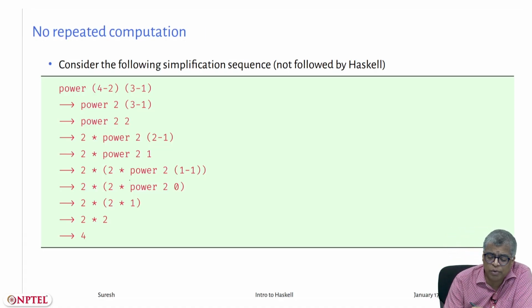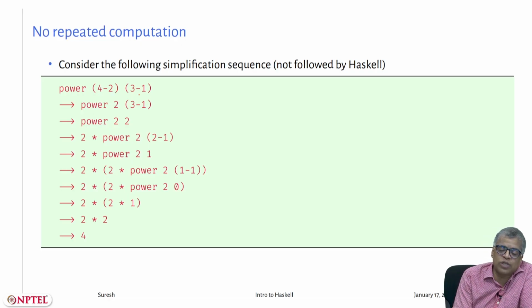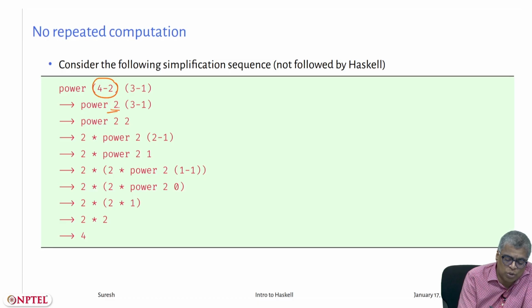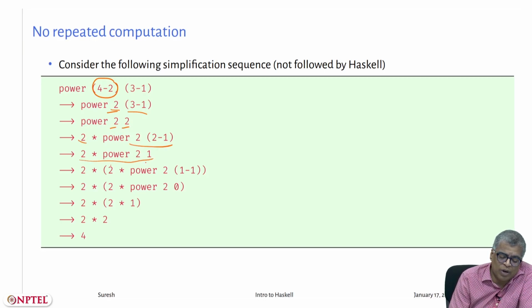Now consider the following simplification sequence, which is not followed by Haskell. power (4 - 2) (3 - 1) is power 2 (3 - 1), power 2 2, 2 times power 2 (2 - 1), right? So you simplify 4 - 2 as 2, then 3 - 1 is simplified as 2, so you have power 2 2. But power 2 2 is nothing but 2 times power 2 (2 - 1), which is nothing but 2 times power 2 1. Power 2 1 is nothing but 2 times power 2 (1 - 1), which is nothing but 2 times power 2 0, which is nothing but 2 times 1. So overall you have 2 times 2 times 1.